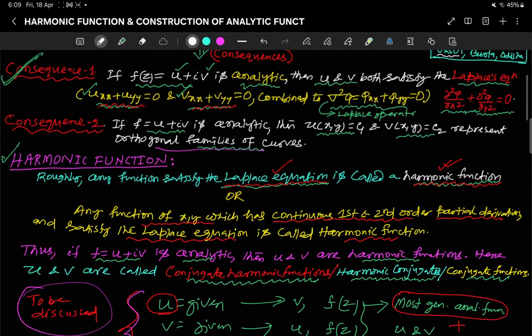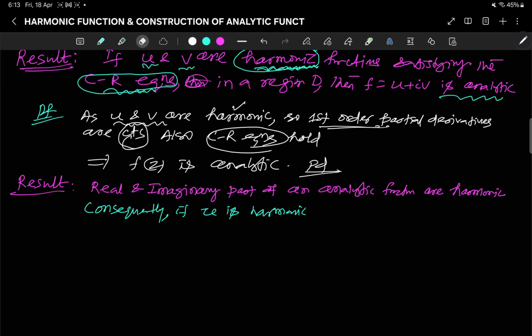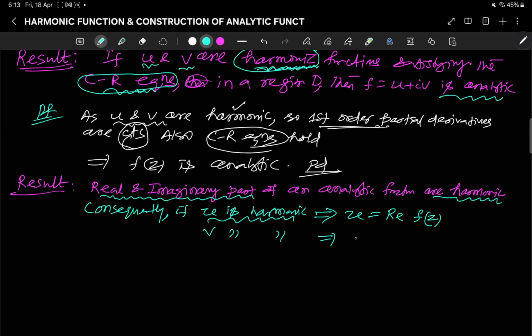In view of our consequence 1, the real and imaginary part of an analytic function satisfy the Laplace equation, or are harmonic. So consequently, as you know from consequence 1, the real and imaginary parts of an analytic function are harmonic. So the moment u is harmonic, this implies u must be the real part of f(z), and if v is harmonic, then v must be the imaginary part of f(z).